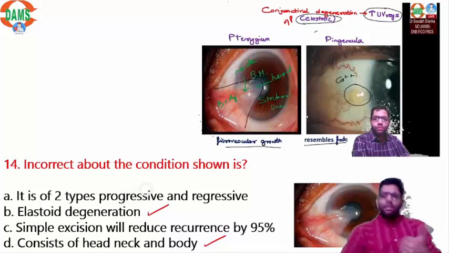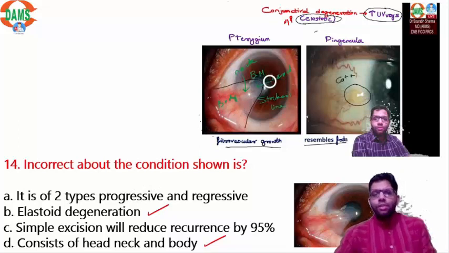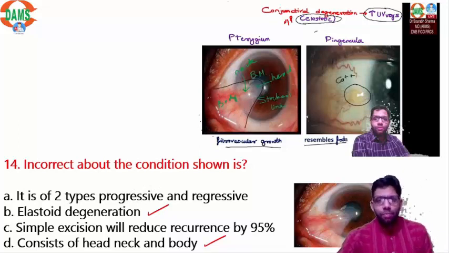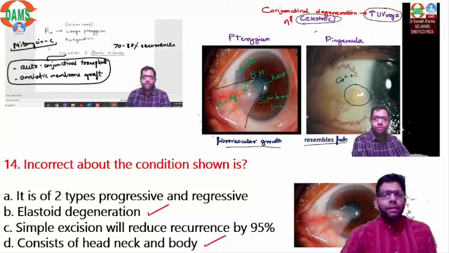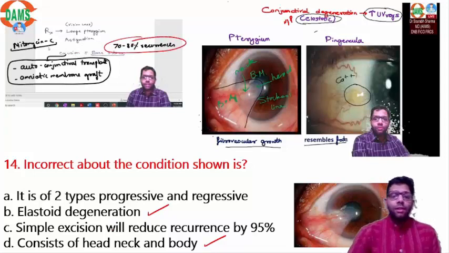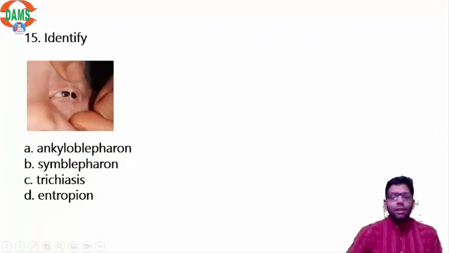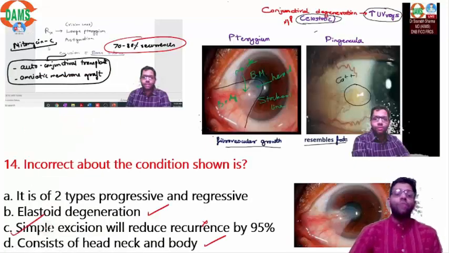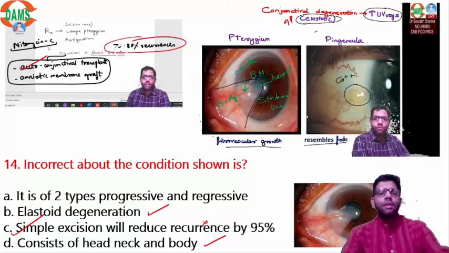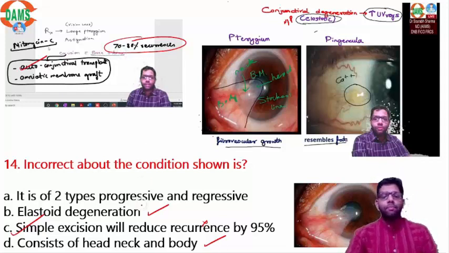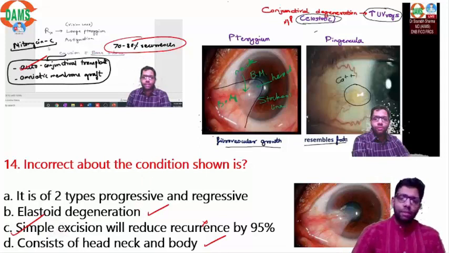It is of two types: it can be progressive, it can be regressive. It can progress onto the cornea at the level of Bowman's membrane, and if you just excise it with the bare sclera technique, there is a 70% chance of recurrence. Here the option was that simple excision will reduce the recurrence by 95%. So that's the incorrect statement. The question asks for the incorrect statement, so C is the answer, because the best treatment is excision with autoconjunctival transplantation. Only excision with bare sclera will give you a 70-80% chance of recurrence. So C is not a correct statement here.